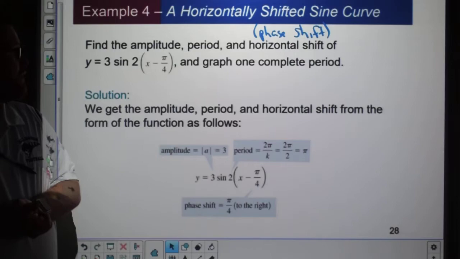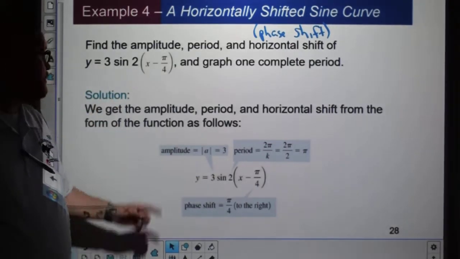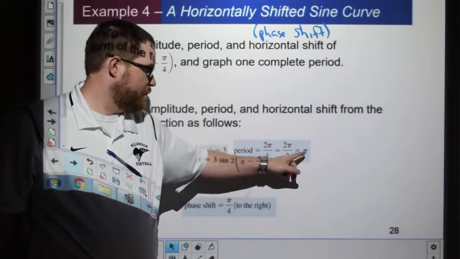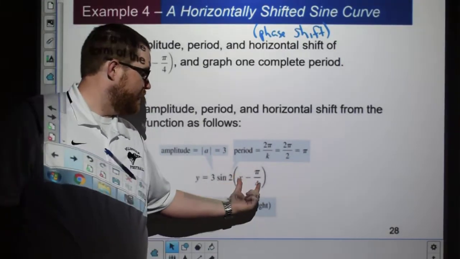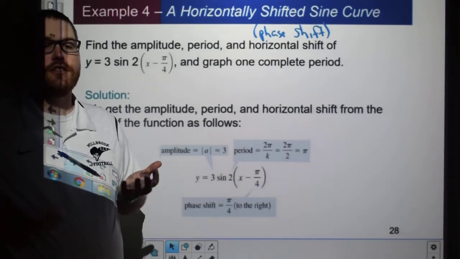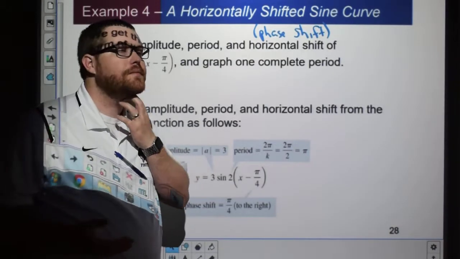Well, naming everything is easy. 3 is the amplitude. The period is 2 pi over this number, so the period is pi. And it went right, pi over 4. So the explanations are easy. The graphs are a little bit tougher.